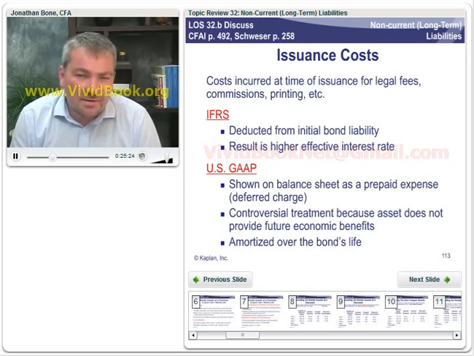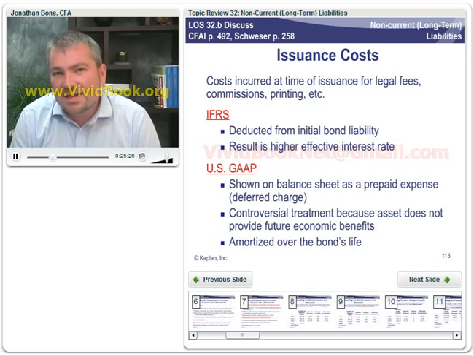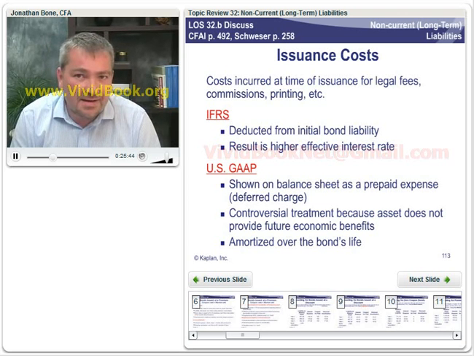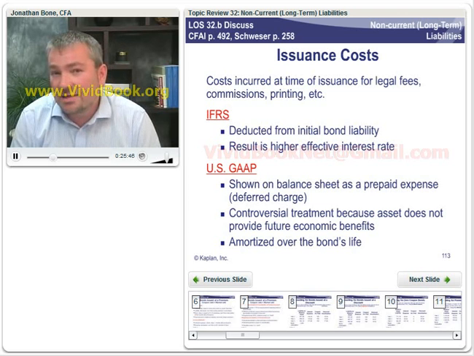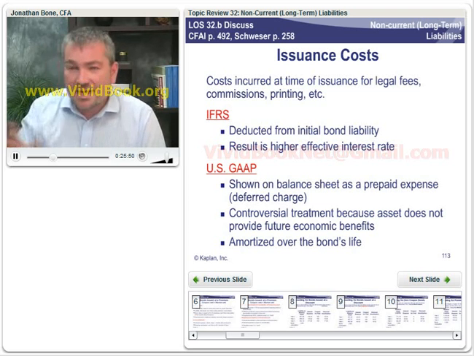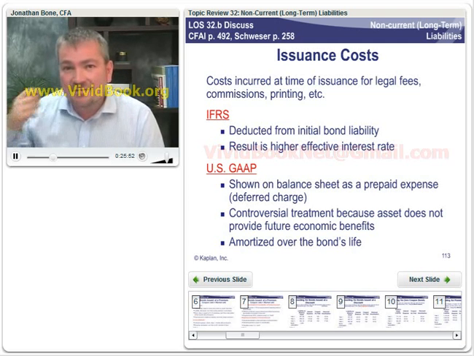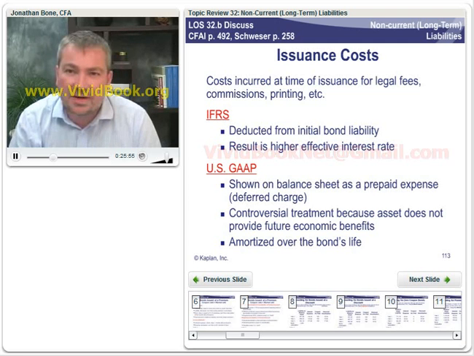Under IFRS, all the costs of issuing the bond are deducted from the bond's liability. In other words, the initial liability that we face in our balance sheet is the proceeds received minus the issuance cost, giving us a lower liability value. Now, of course, if we have a lower liability value, when we compute the effective interest rate, which is just an internal rate of return, because our present value is lower and the future cash flows are unaffected, then by definition, you've got to have a higher effective interest rate.